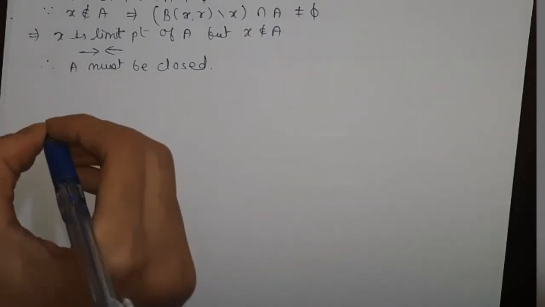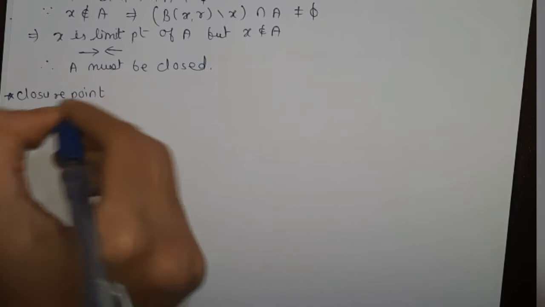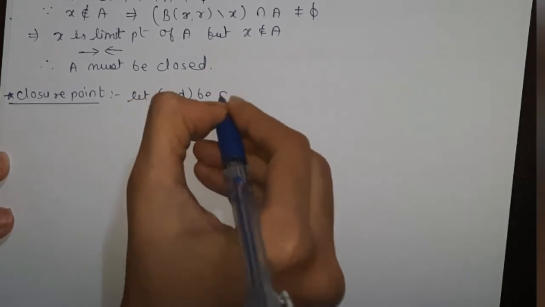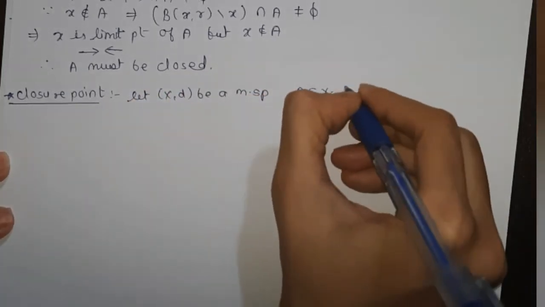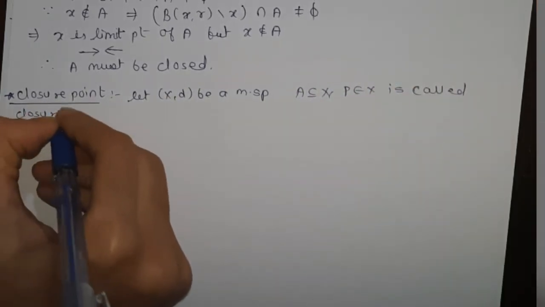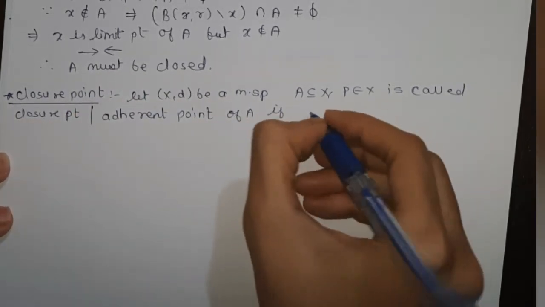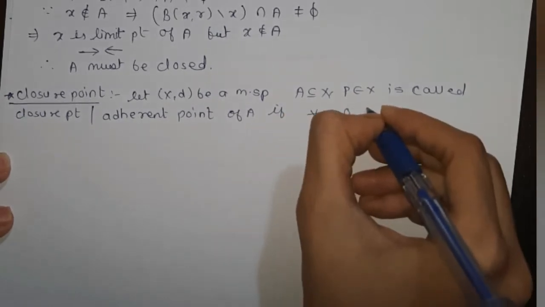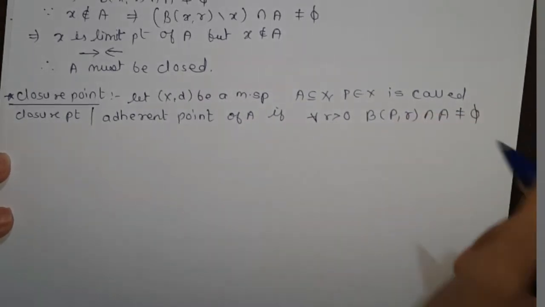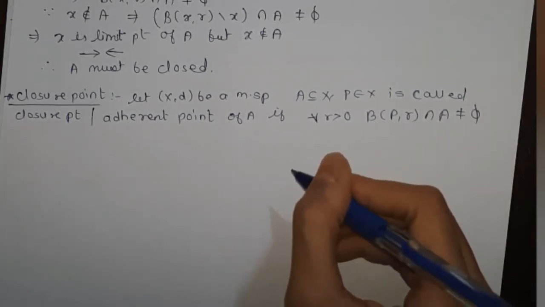We will see the closure of a set. First we will see the closure point. What is a closure point? Let (X, d) be a metric space and A a subset of X. A point p belonging to X is called a closure point, also called an adherent point of A, if for every r greater than 0, B(p, r) intersection A is non-empty. This is the closure point or adherent point definition.